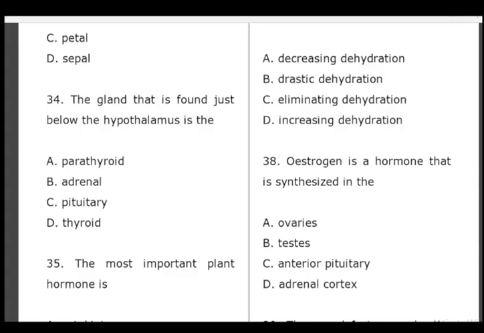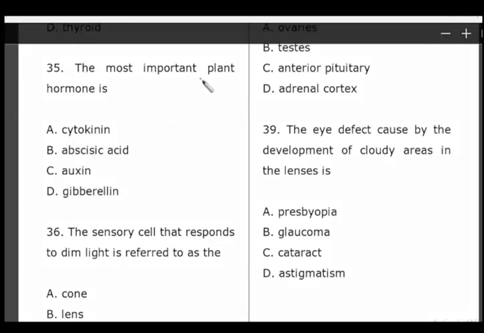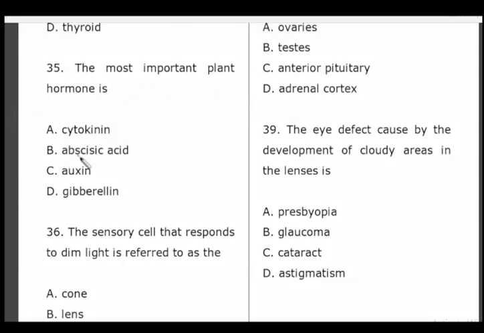So question 35 there says the most important plant hormone is A. cytokinin, B. abscisic acid, C. auxin, and D. gibberellin. The answer there is option C, which is auxin. But perhaps we don't know the answer. Let us quickly look at the functions of these major plant hormones. We have auxin. Auxin, we said it promotes cell growth and elongation.